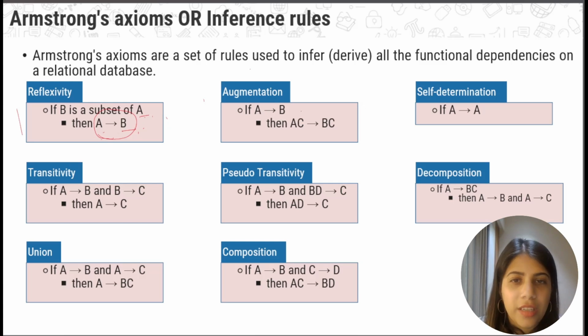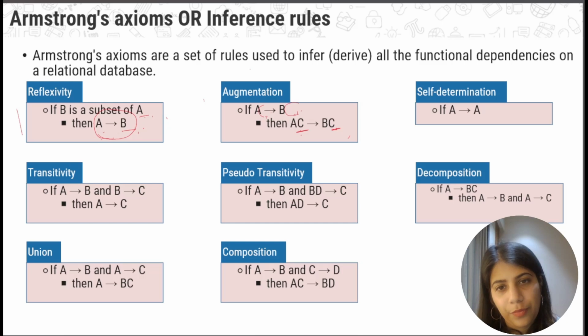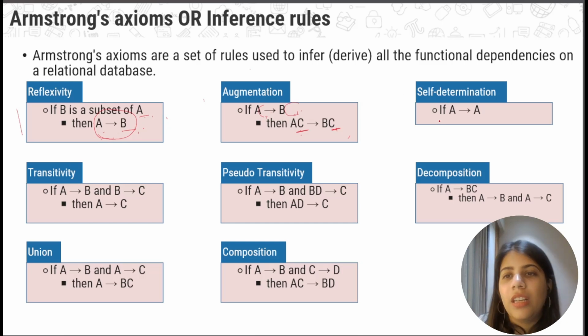Let's understand augmentation. If A determines B, then we can also say that AC determines BC. C is the new variable. So, if any new variable is joined with this, we can also say that AC can determine BC. Self-determination is simple. If A determines A, that is also a valid functional dependency.